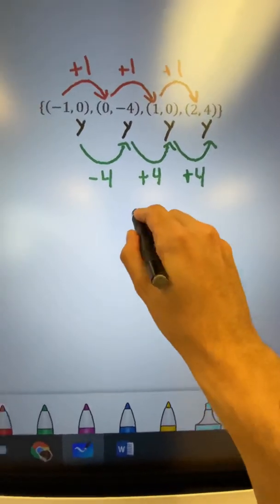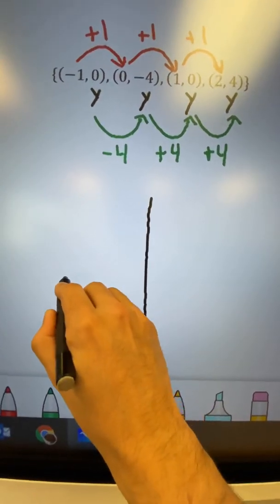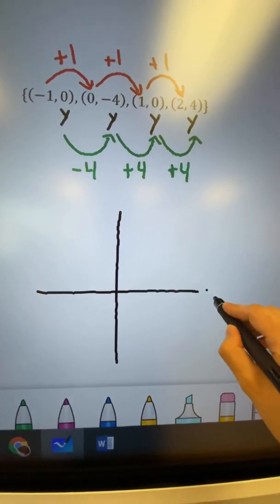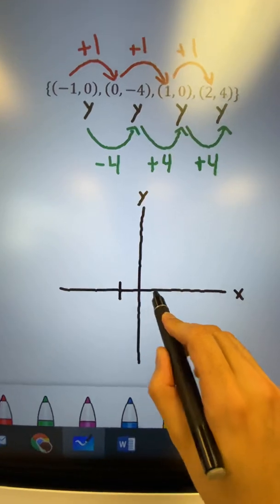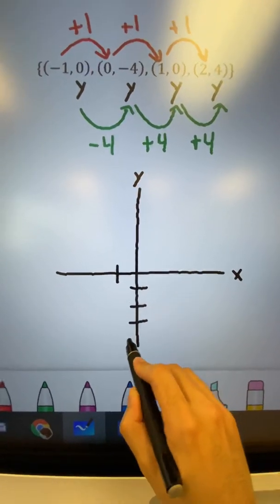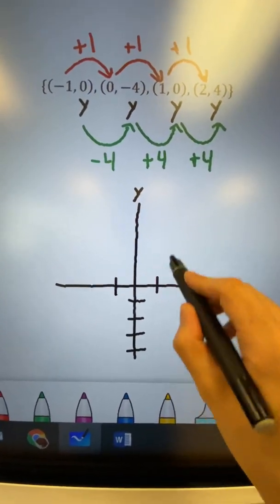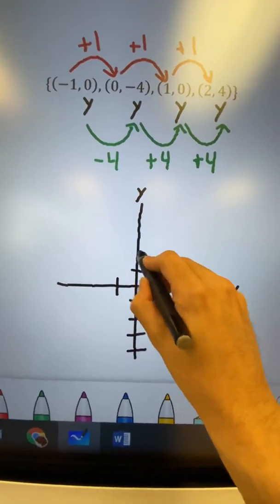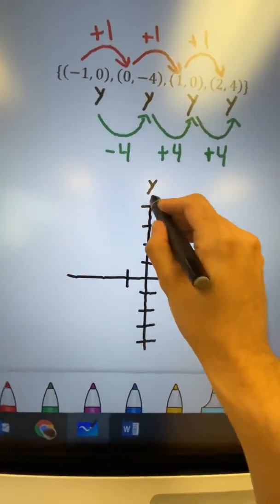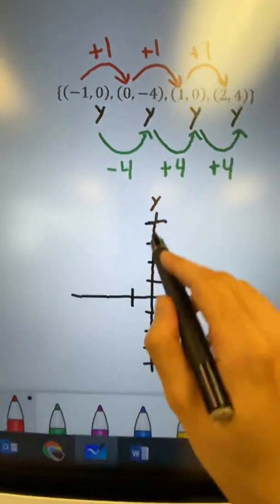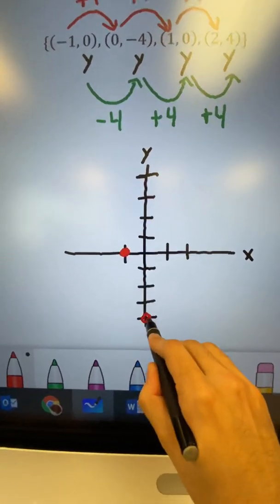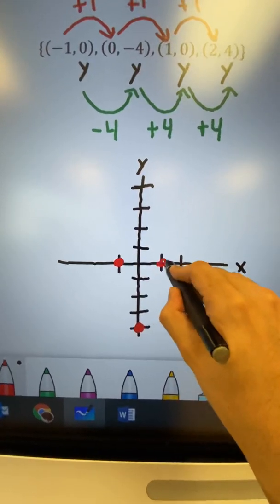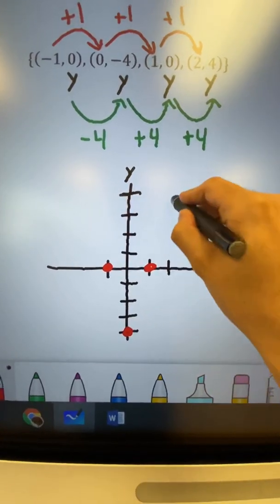And let me show you a quick sketch of what this looks like if you were to graph it. So I'll draw a quick sketch, xy axis. We have to plot the points -1, 0; 0, -4; 1, 0; and then 2, 4. So I'm going to plot those points. You can see -1, 0 would be right here. 0, -4 would be right here. 1, 0 would be right here. And then 2, 4 would be right here.